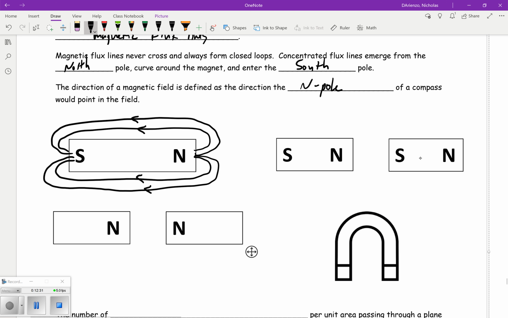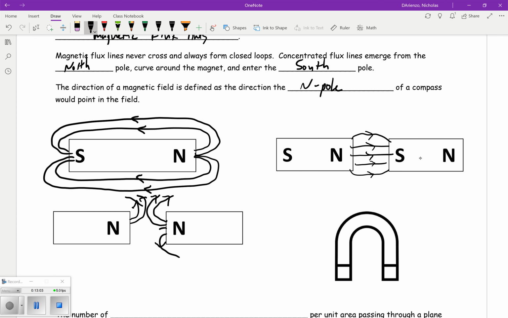Now, between two magnets, or between a north and a south pole, we're going to get these lines coming nearly straight across. For repulsion, these lines coming out of the two north ends are going to come out of here, and they're going to be seeking some south pole. And we're going to see these lines repelling each other.